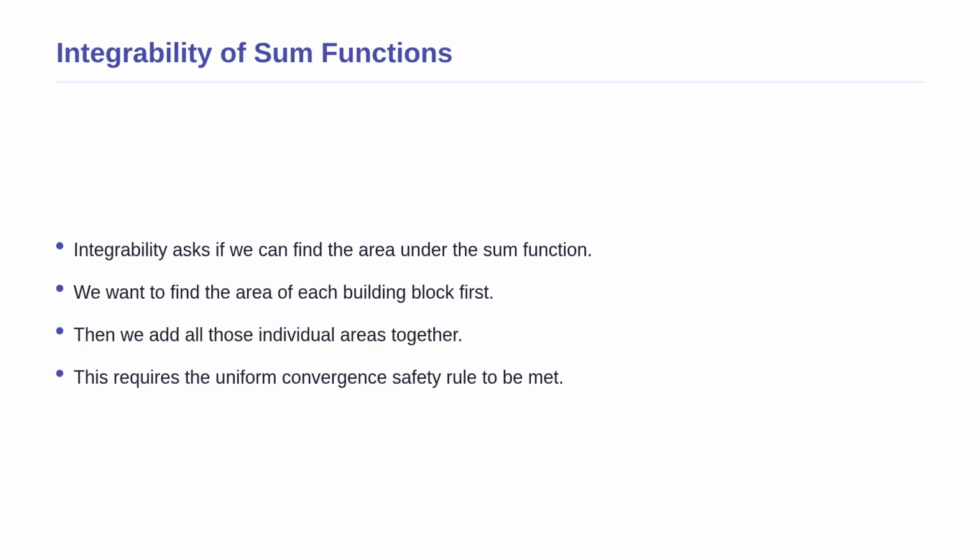Now that we have proven continuity, we can look at the next major property, which is integrability. Integrability asks whether we can find the area under the curve of our infinite sum function. Specifically, we want to know if we can just find the area under each individual building block function first and then add all those areas together. This is known as term-by-term integration, and it requires uniform convergence to work safely.